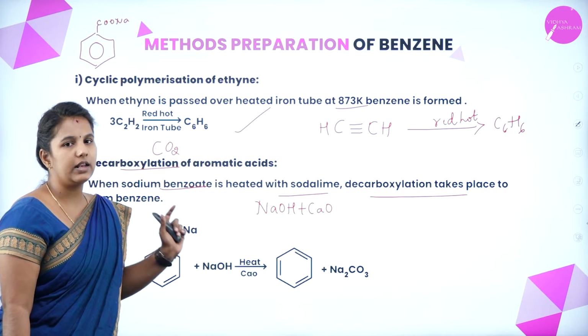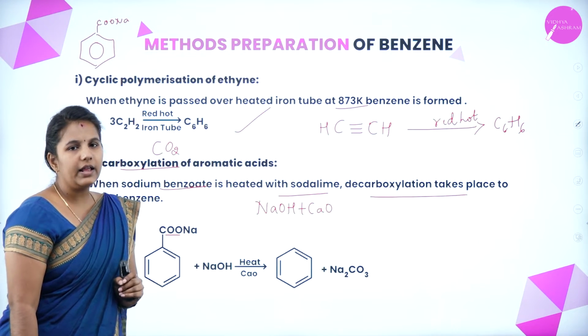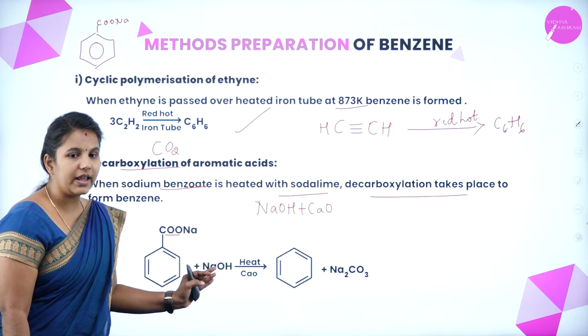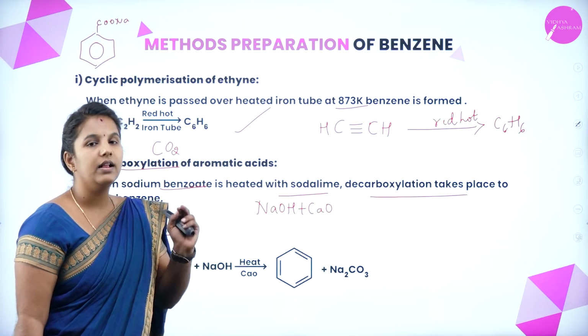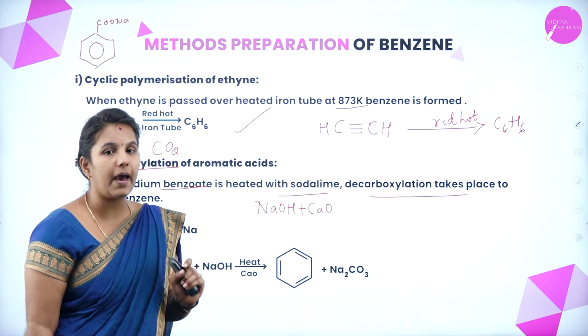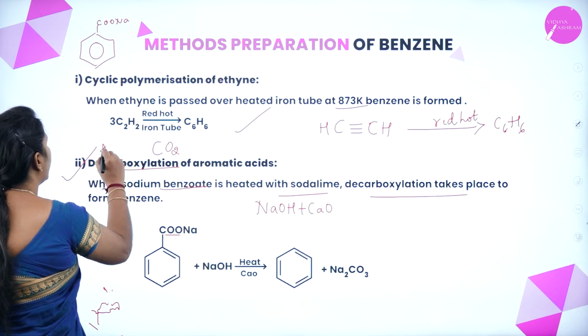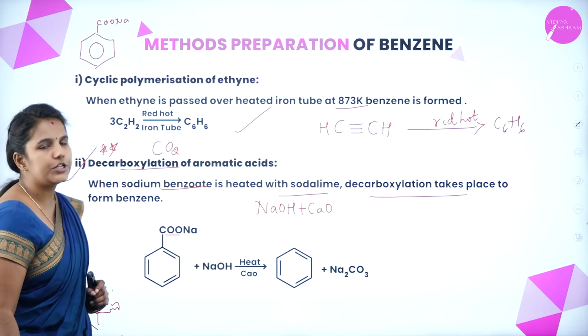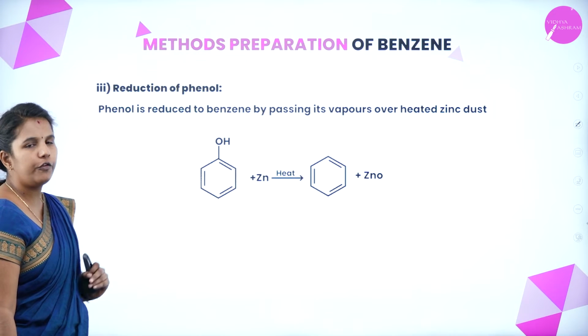Hence, the name is decarboxylation of aromatic acids. If you take the aromatic acids and do the decarboxylation, you will get the benzene ring. This is another way of preparing the benzene, and it is very important from the examination point of view.